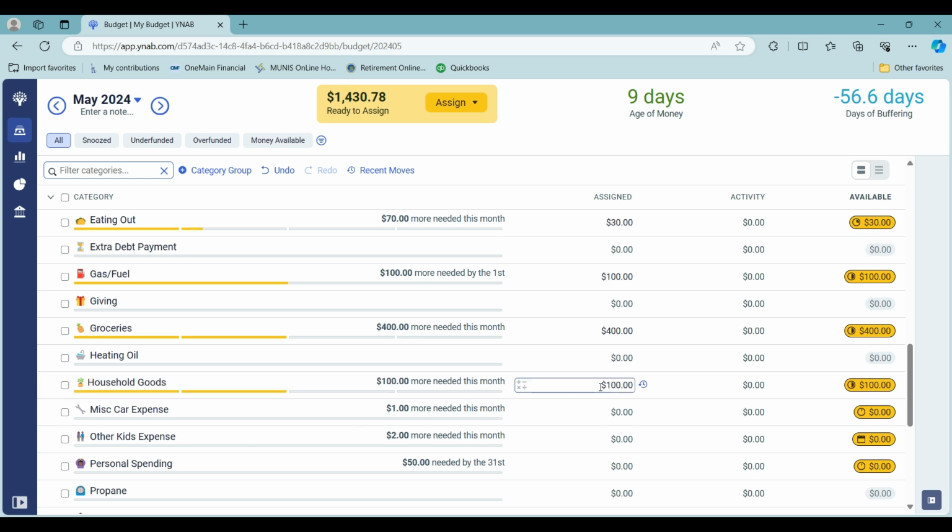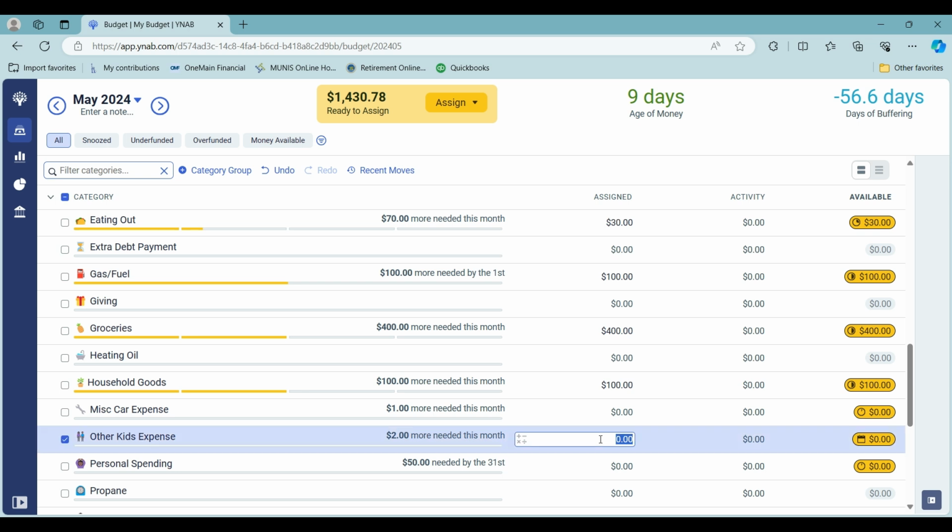Miscellaneous car expense, we're going to skip that one. Other kids expense, I need to get my little one some clothes. I know that. And I need to get my son's haircut. And I need to get him some shorts. So his shirts are fine, but his shorts are a little tight. So let's put $250, not $240, $250 in the other kids expense for now.